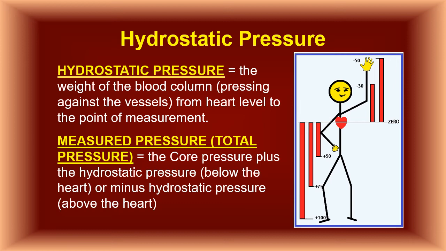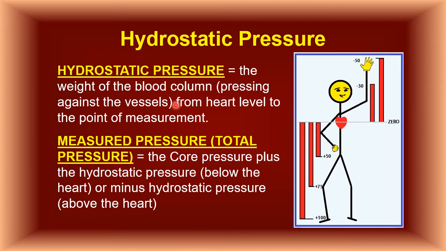Another factor is what we call the hydrostatic pressure. To define hydrostatic pressure, guys, this is the weight of a blood column that is pressing against the vessel wall. It's from the heart level to the point of measurement. So imagine that I want to measure the hydrostatic pressure here. Start from the heart, make a column of blood to the level of the knee. If I want to get the pressure, for example, at the top of the head, I go from the heart, make a venous column of blood to that level of the top of the head.